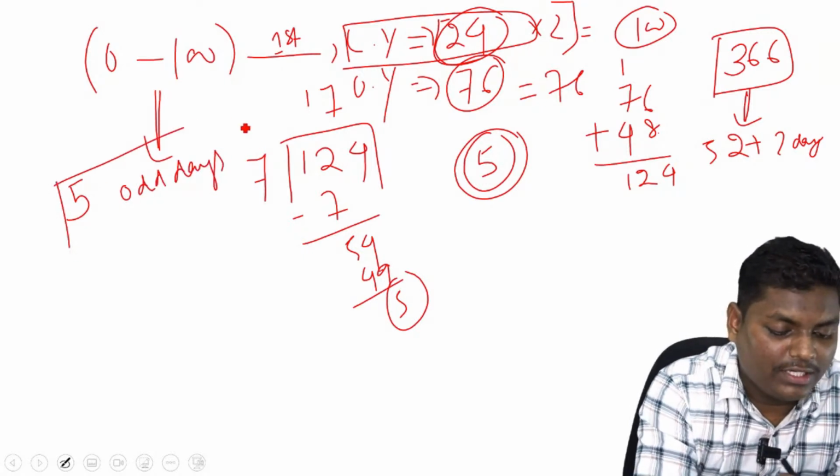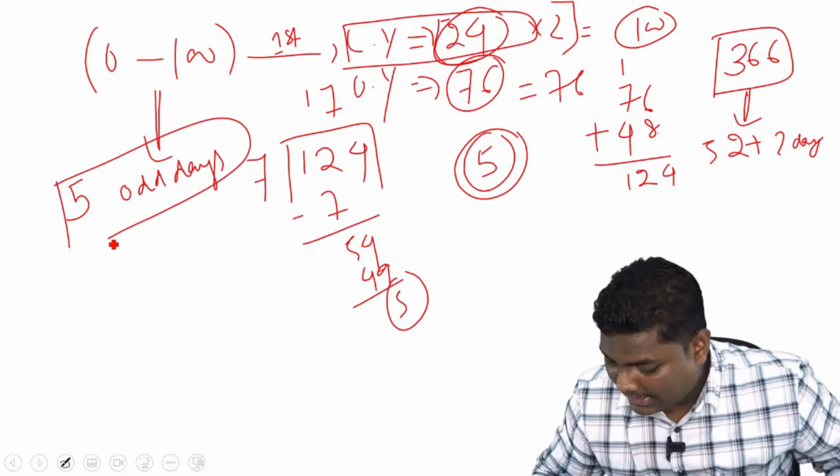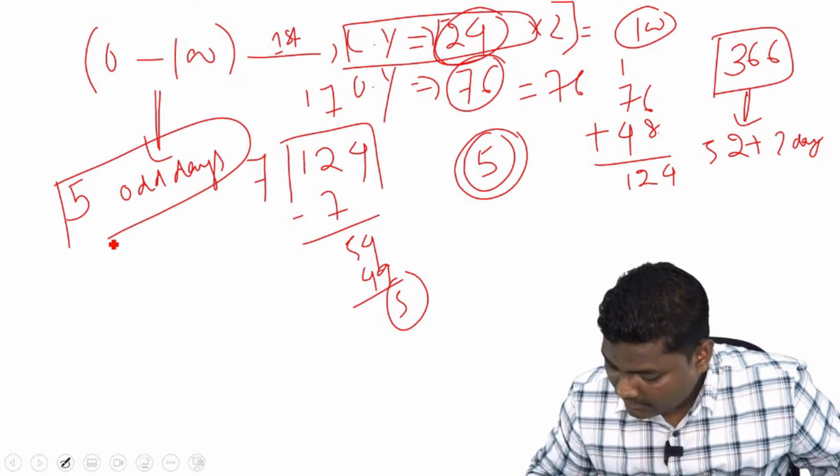Is this clear for everyone? The number of odd days are 5. Great, Subra. Great.